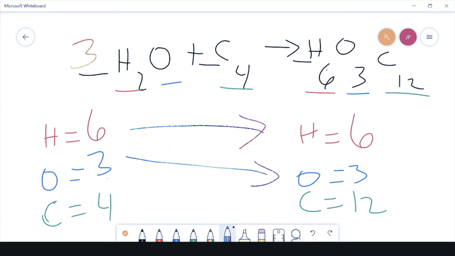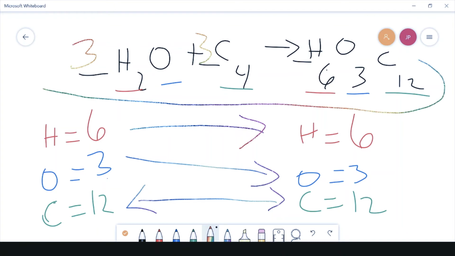But we still have 4 on this side and 12 on this side. So in order to change that, we need to just put a 3 in front of carbon. And then it changes this to 12. And in the end, this is your answer for this one, which is actually probably not even anything, but it's my example. Oh wait, I forgot. This is a 1. And that's your answer. So hopefully that helps.